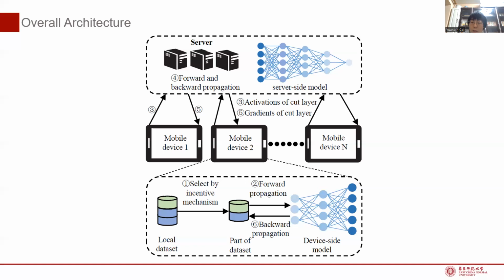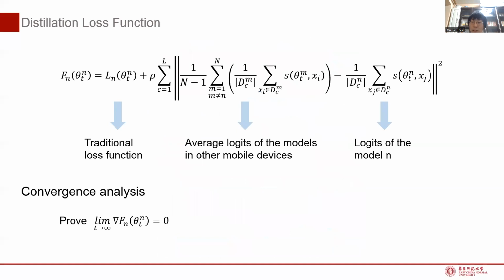It involves the distillation loss function in the 4th step and the incentive mechanism in the 1st step. Next, we will introduce these 2 parts. The first is the distillation loss function. It consists of 2 parts. The first is L, a traditional loss function, such as mean square error or cross entropy. The second is the distillation function. It's the two-norm of the difference between the logits of the model n and the average logits of the models except n. Through the distillation function, models can learn from each other.